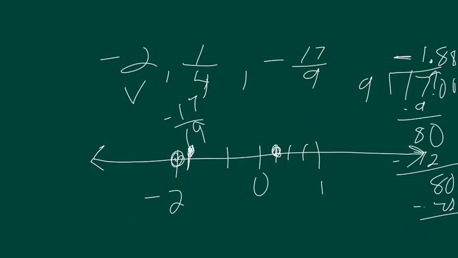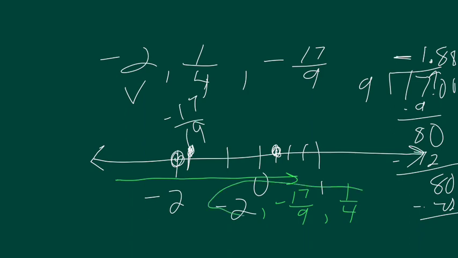A couple definitions I want to talk about really quick. If we were to list these numbers in increasing order, we would have negative 2, and then negative 17 over 9, and then 1/4. That would be increasing order, going from left to right on the number line, from smaller numbers to larger numbers.